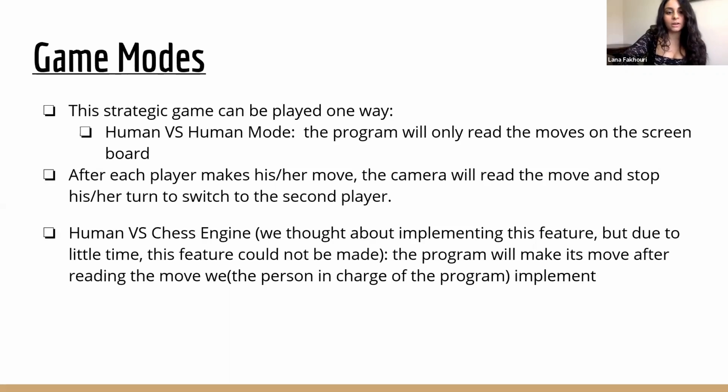For game modes, it can be played one way, which is a human versus human mode, and the program will only read the moves on the screen board. After each player makes his or her move, the camera will read the move and stop his or her turn to switch to the second player. Also, a thought was made about implementing the human versus chess engine feature, but due to little time, we couldn't make it work. But if it were to be implemented, the program will make its move after reading the move the person in charge of the program implements.